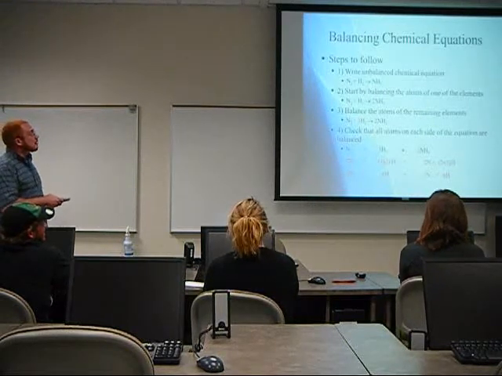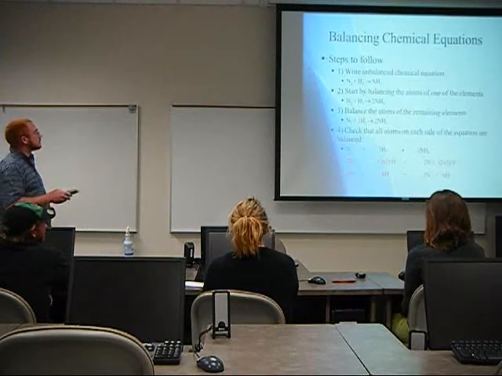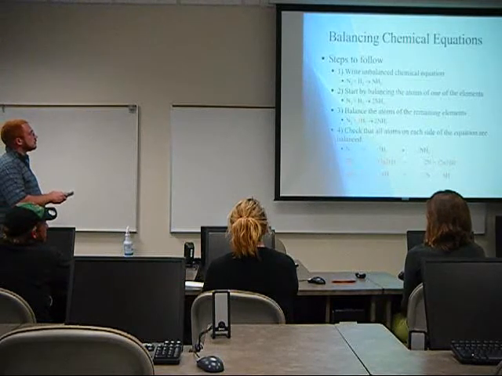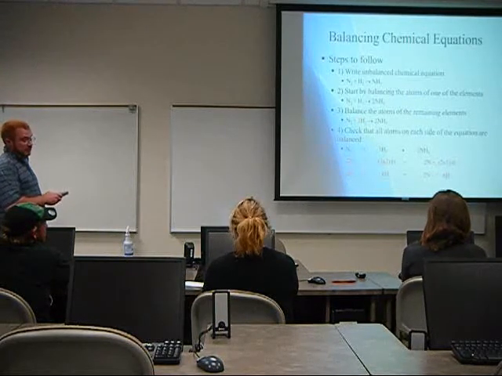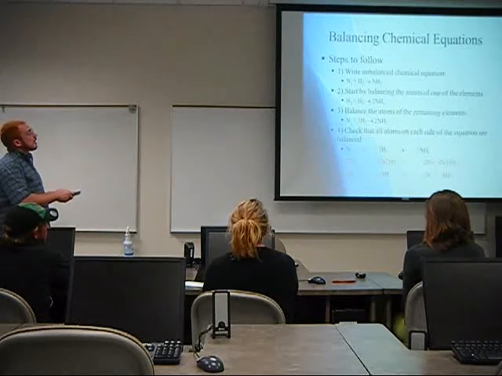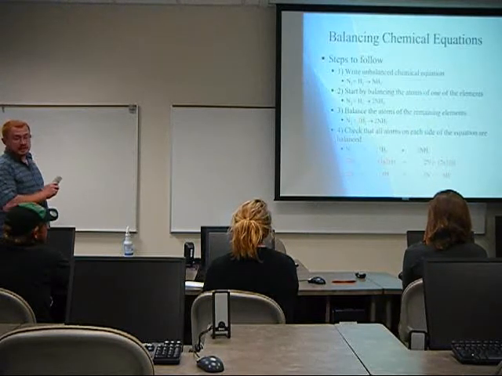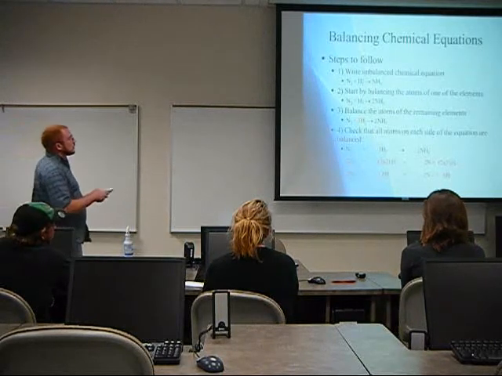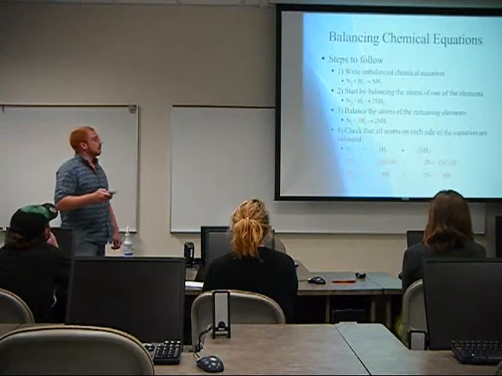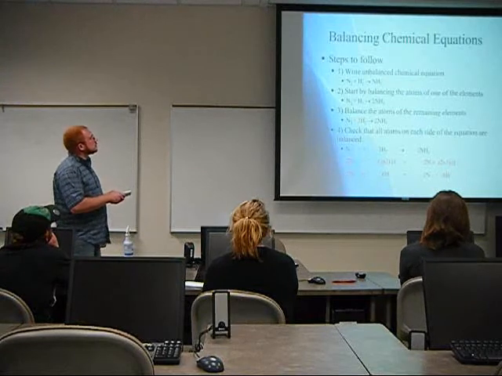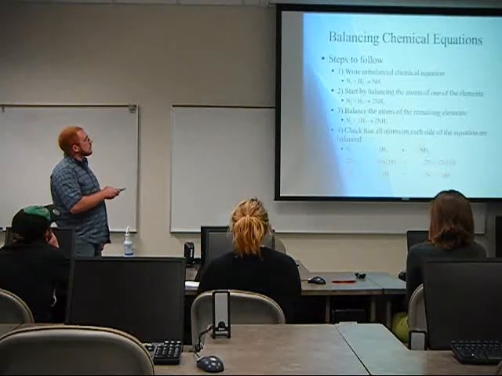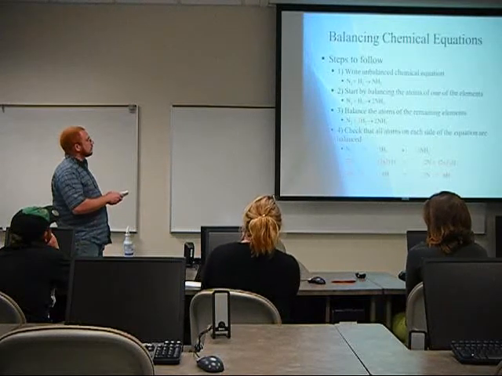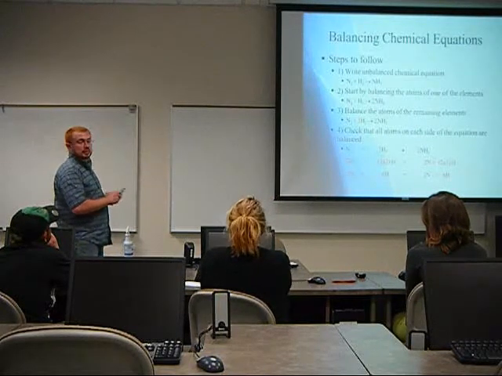Okay, so we're going to start by balancing one of the elements. Okay, so we have 2 nitrogens and 2 hydrogens on the left side. On the right side, we have 1 nitrogen and 3 hydrogens. So, it's not balanced. We have to start by balancing one of the elements. So, since we have less nitrogen on the right, we're going to start by putting a coefficient of 2. Now we have 2 nitrogens on both sides.